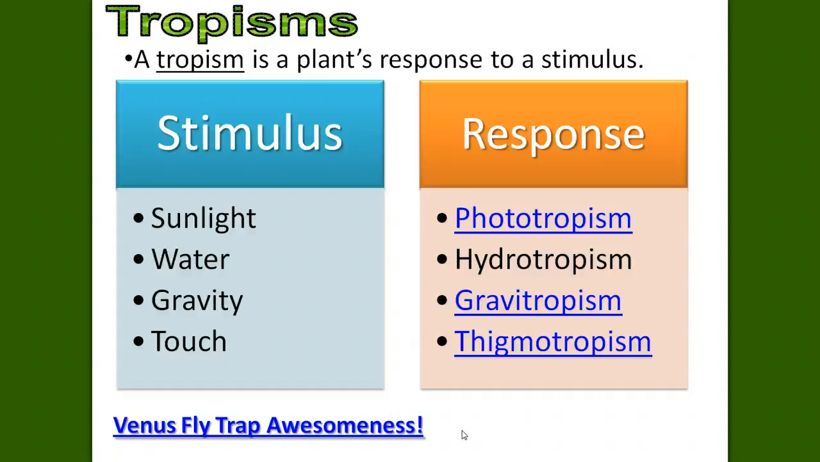So right now, before you get finished, you need to make sure that in the corners of your worksheet, you have the stimulus, sunlight, and the response is phototropism. In another corner, you needed to write the stimulus of water, and the response is hydrotropism. In another corner, gravity is the stimulus, and the response is gravitropism. And then touch, and the response is thigmotropism.